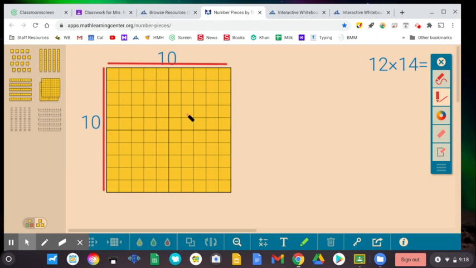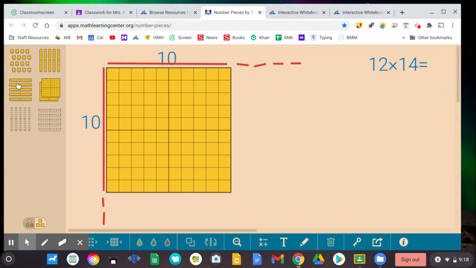And now I need this one to be a 12. So I need one of these little guys and one of those little guys. And then I need this one to be 14. So let's have 1, 2, 3, 4. I know they're crooked. I'll get better at this. So I need to fill those things in.